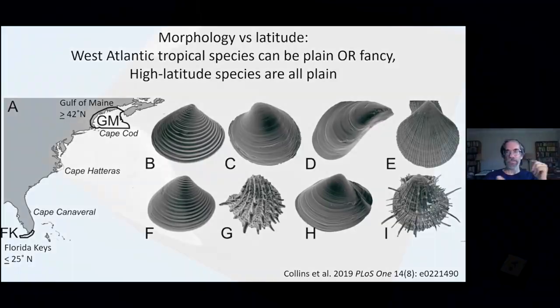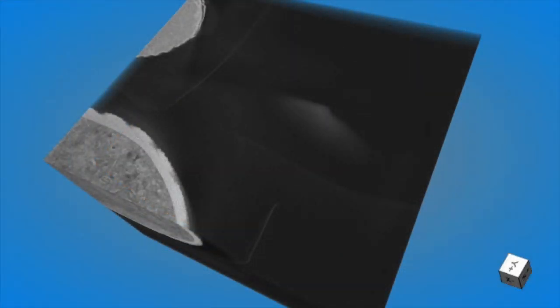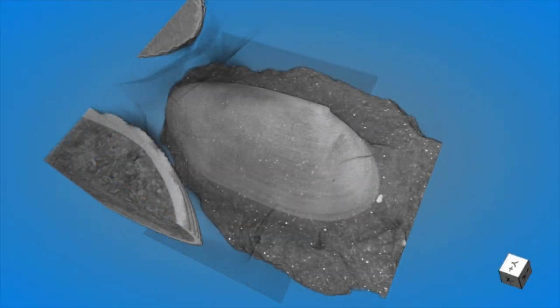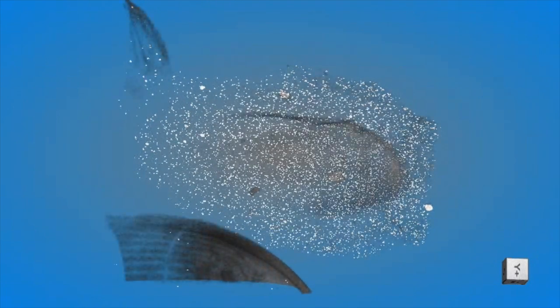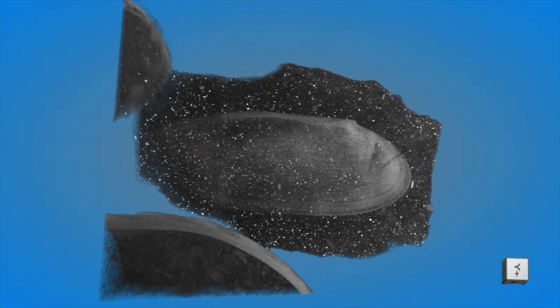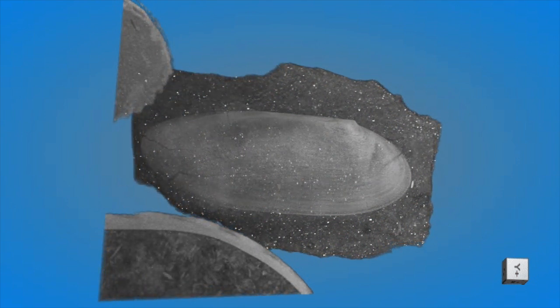Another thing we want to do is look at fossil material so we can understand evolution. Originally, we thought we could just X-ray these things and the matrix would separate out, but we really can't do that. The sediment is about the same density as the shell, so standard thresholding of pixel intensities didn't work.